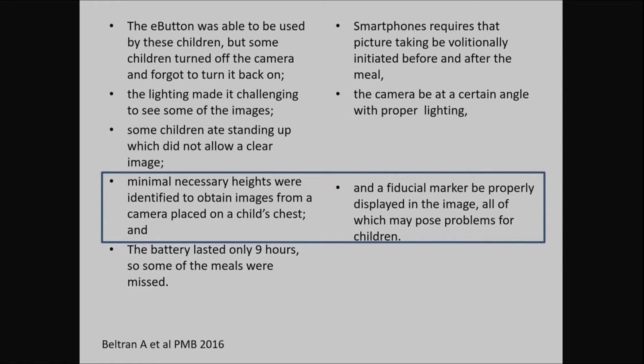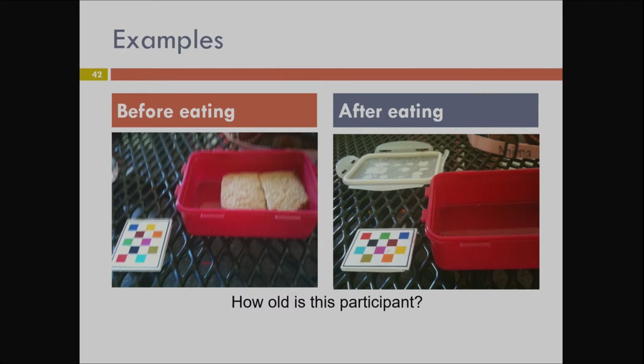Minimal necessary heights were identified to obtain images from a camera placed in a child's chest. So they had to do some placement of it. Well, what goes along with that, a fiducial marker needs to be properly displayed in the image, all of which may pose problems for children. And so, which brings up my next image.